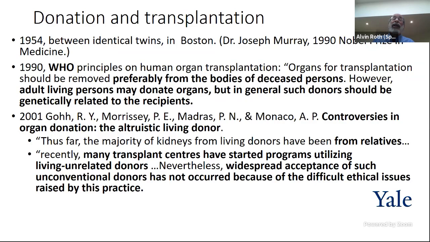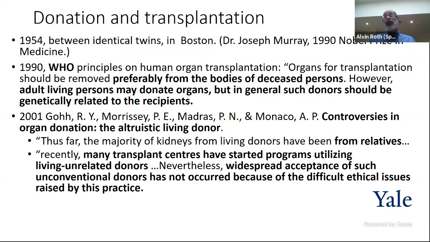But by 2001, here's a paper on controversies in organ donation. And they say, thus far, the majority of kidneys from living donors have been from relatives, but transplant centers have started programs using living unrelated donors. So those were mostly spouses. In other words, among the people who care a lot about you, but are not genetically related to you, your spouse. But also friends started to want to give kidneys. There's someone who you like a lot. You could be an adopted child. You could have all sorts of close relations to people that you're not genetically related to. And it said widespread acceptance of such unconventional donors has not occurred because of the difficult ethical issues raised by this practice. So this was a social issue.